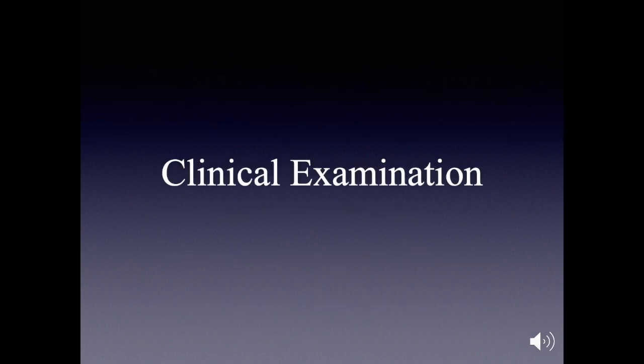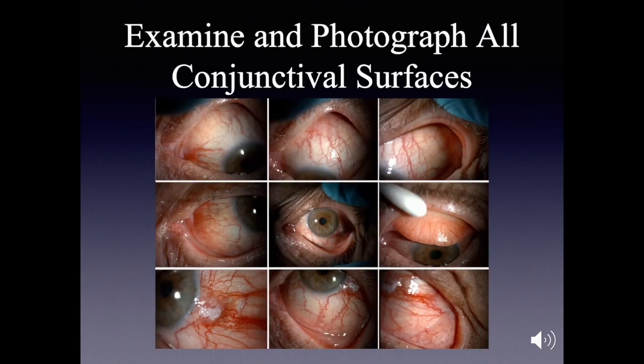Let's start with the essentials of the clinical examination. First, for all forms of malignant ocular surface squamous neoplasia, we must examine and photograph all conjunctival surfaces. Back when I started, we didn't even have digital imaging, but now it's all but inexcusable not to examine and photograph all conjunctival surfaces at presentation and then again at each follow-up visit.